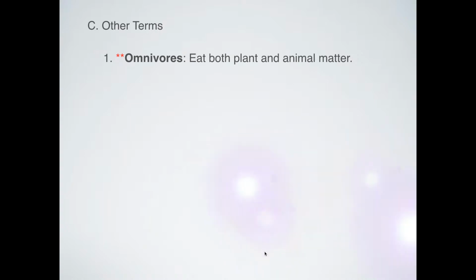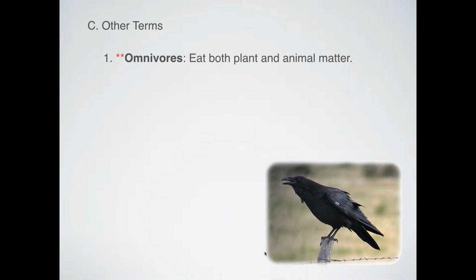All right, other terms. Omnivores eat both plants and animals, as you're aware. It doesn't have to be a 50-50 split, but it is not a single percentage point. It's not like, oh, well, they eat 1% plants, so that makes them an omnivore. No, that would probably still make them either an herbivore or a carnivore, depending on what that 1% would be. Crows are a great example of that.